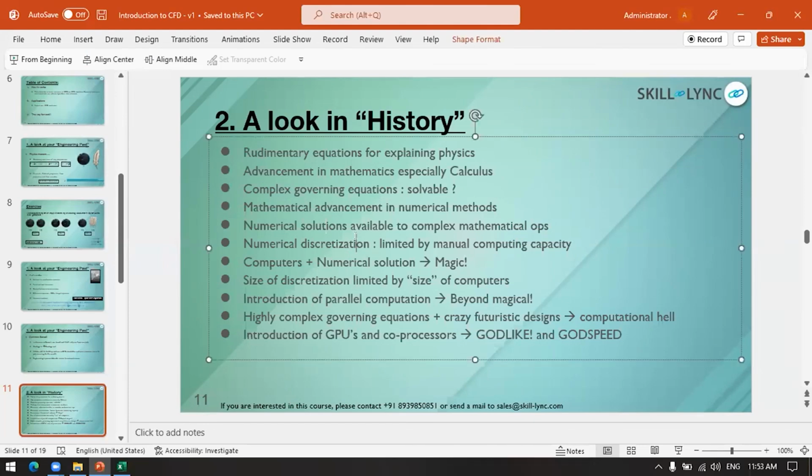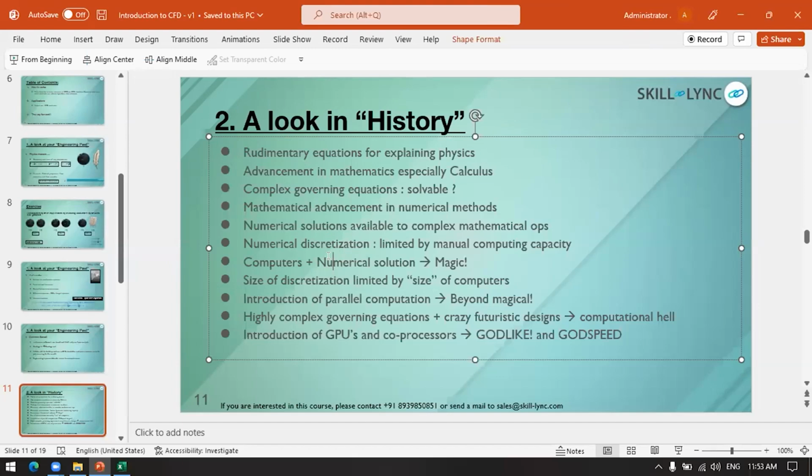Now, numerical solutions were available for complex mathematical operations, but there was another problem: these mathematical tools that we were using required a lot of manual effort. So all these solutions were limited by manual computing ability. How much can a man perform? How many computations can a man perform, right?